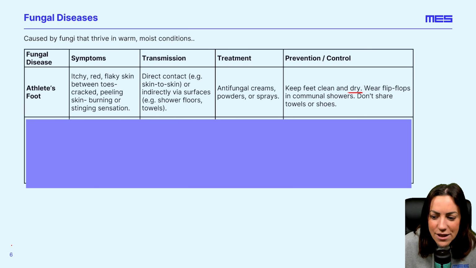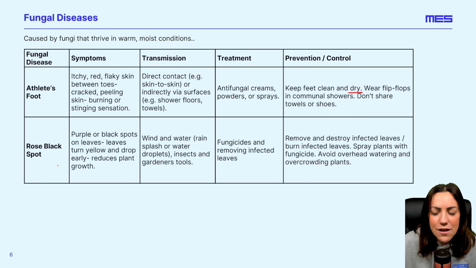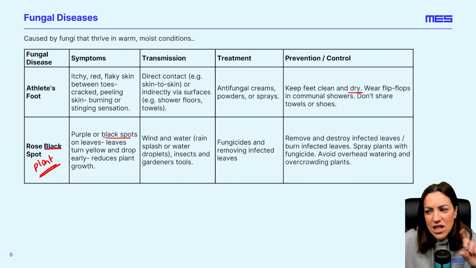Our second fungal disease, this is again a plant infection. So let's make sure we're clear on that. This is called rose black spot. It's caused by a fungus, and as the name suggests, black spot, it causes black or purpley spots on leaves. And then what starts to happen is the leaves will turn yellow around the edges and they will drop. The leaves will fall from the plant.